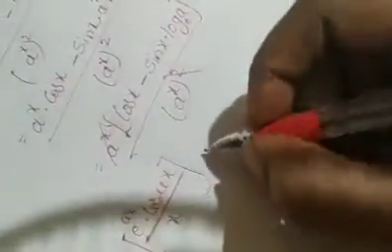Next one, third one, d by dx of, let us take e raised to ax into cosec x, e raised to ax into cosec x divided by x. So here for the numerator we have to use the product rule. When you take the whole thing we have to use the quotient rule. Both the rules we have to apply here. First let us apply the quotient rule.